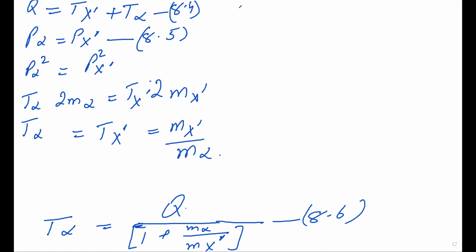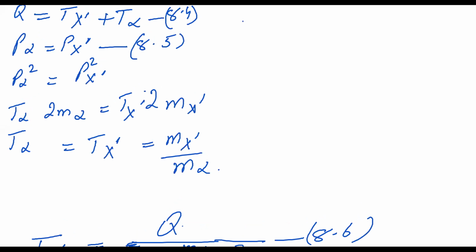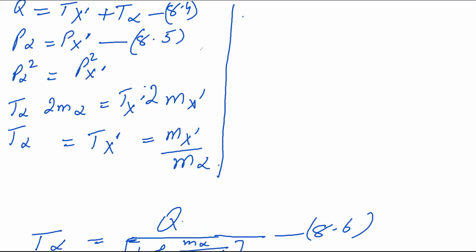And then when you play around with this, you can write T alpha times m alpha over m x prime is equal to T x prime. Please take care of the subscripts. Alpha is the subscript, x prime is the subscript. They're not being multiplied. So maybe I should write this more clearly. So T alpha is being multiplied by all of this.